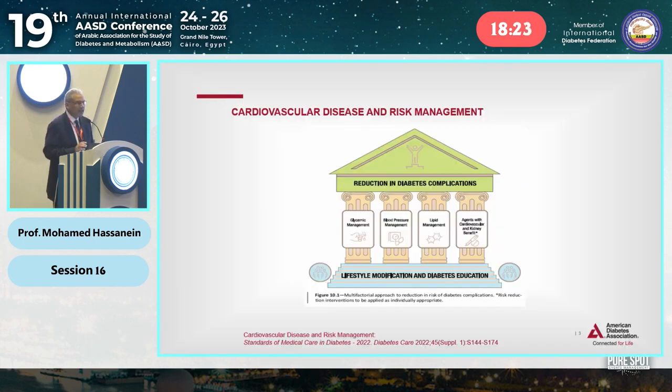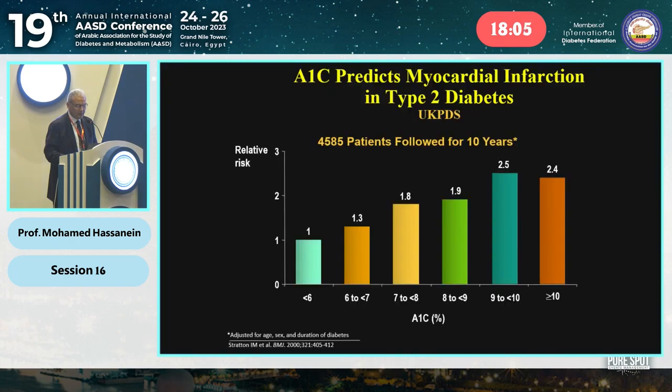The ADA and the EASD have told us that there are 4 pillars for this big problem. One of them is glycemic control, another one is blood pressure management, and then lipid management, and then obviously it's the cardiovascular data for glycemic targets with specific agents such as SGLT2 inhibitors or GLP-1.